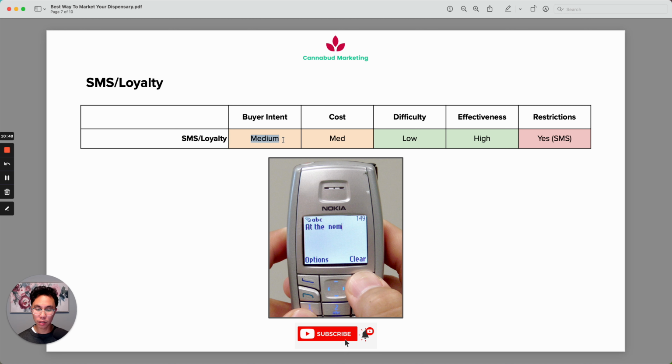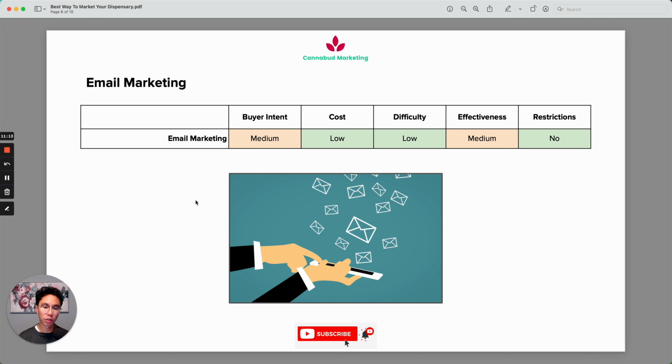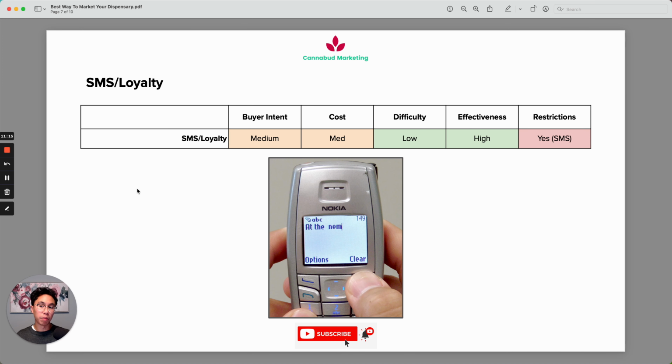But again, buyer intent, medium. These are customers that have already purchased from you and decided that they wanted to purchase from you already. I would even put medium high because if they did sign up for your loyalty program, the intent for them to purchase again is also high. So honestly, I would probably put this medium high. Cost, medium, depending on how many locations, exactly how much you want to send out, depending on what company you went with. It could be $700 a month. It could be a couple $1,000 a month, depending on how many locations. So the cost is about medium.